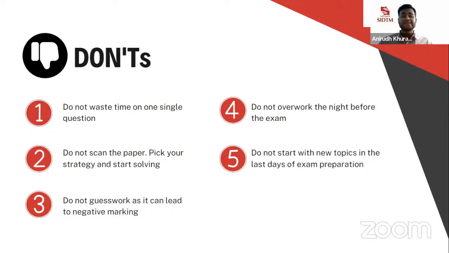Third would be to not guesswork, as it can lead to negative marking. If you're somebody who's aiming for a 99.99 percentile, just one loss of 0.25 marks, minus 0.25 marks, can lead you to a loss of a huge chunk of your percentile. So avoid any guesswork.